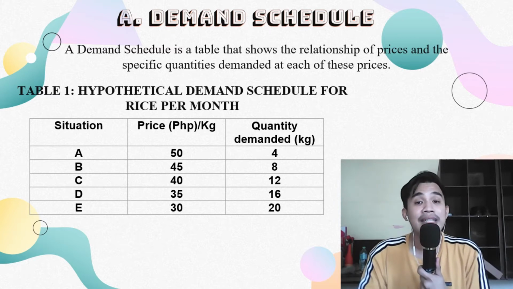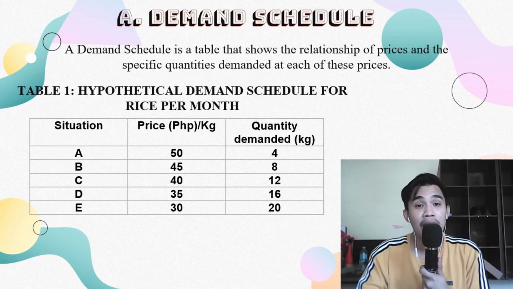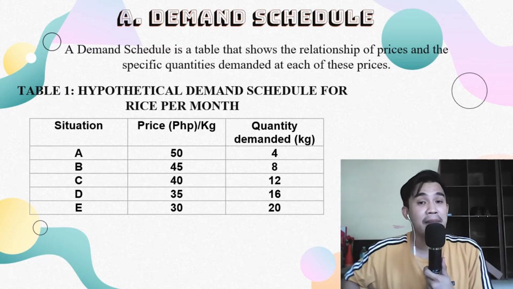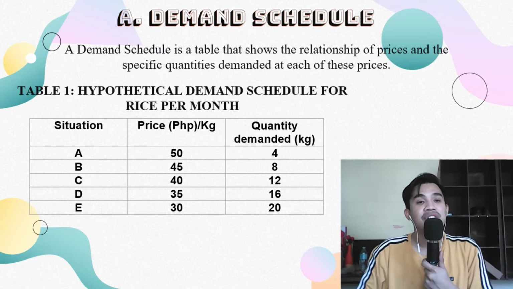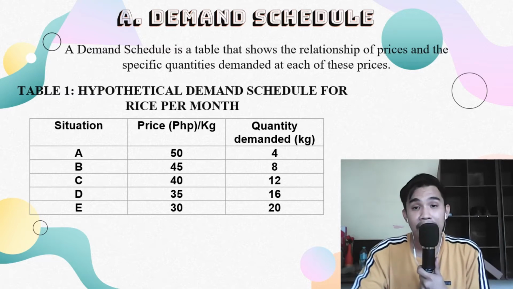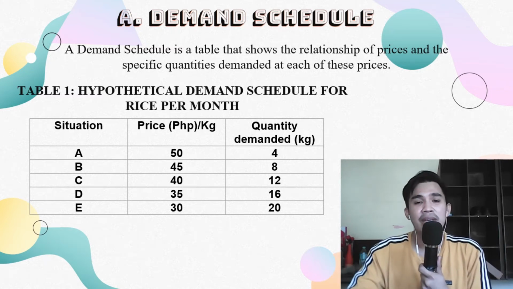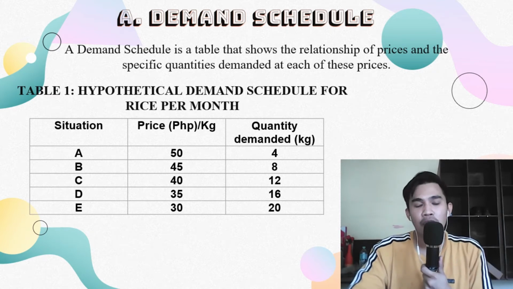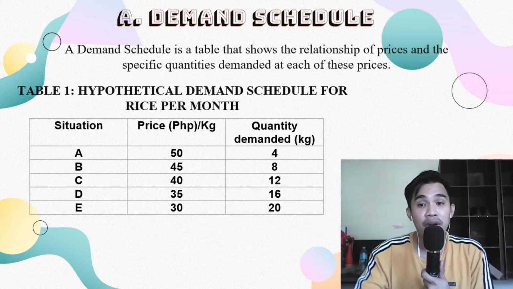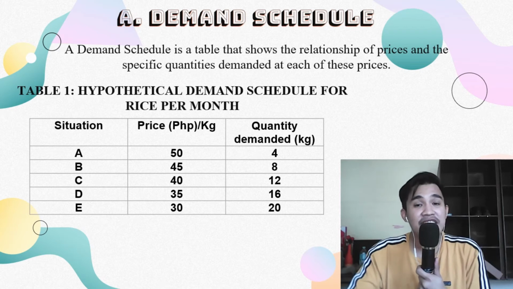And we also have here the quantity demanded, or the kilos that could be bought by a certain individual given the price for every situation. So for every situation, we can see there is a corresponding price and there is a corresponding quantity demanded. Just like in situation A, we have the price per kilo is 50, while the quantity demanded, which is the kilogram, is equivalent to 4 kilos. So therefore, what does it mean? So it means that for every kilo wherein the price is 50 pesos, the kilogram that a certain person could buy is 4 kilos. So for letter B, the price is 45 and the quantity demanded is 8.